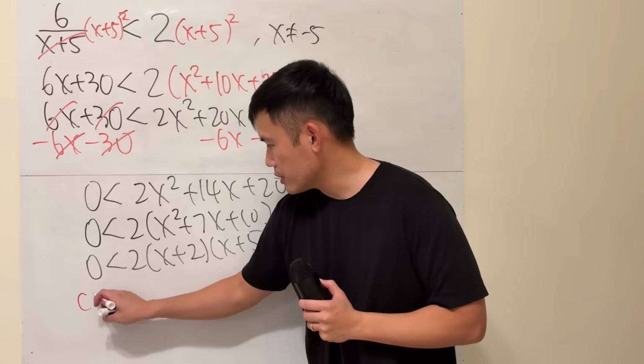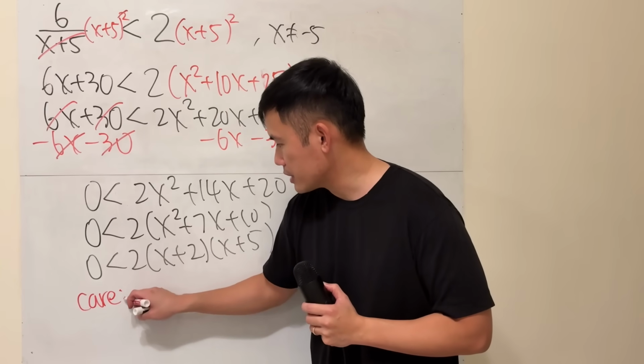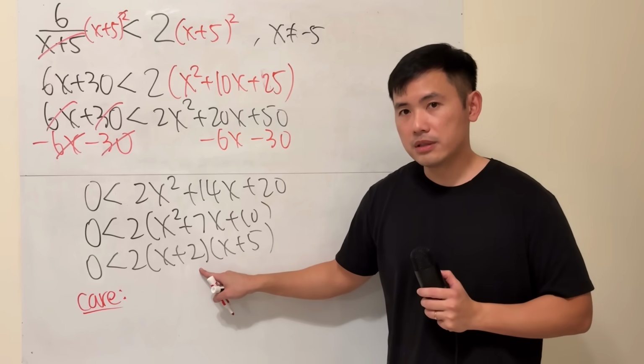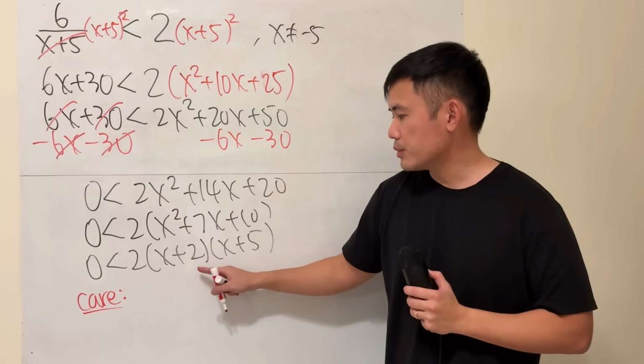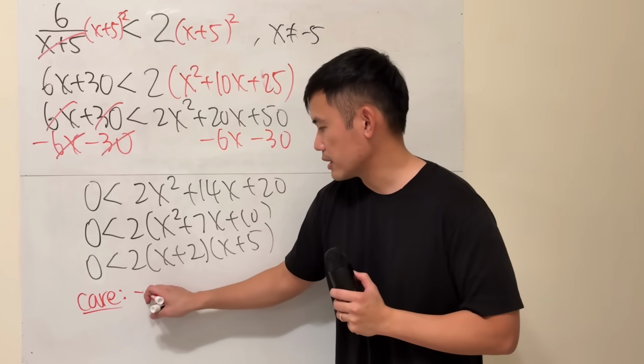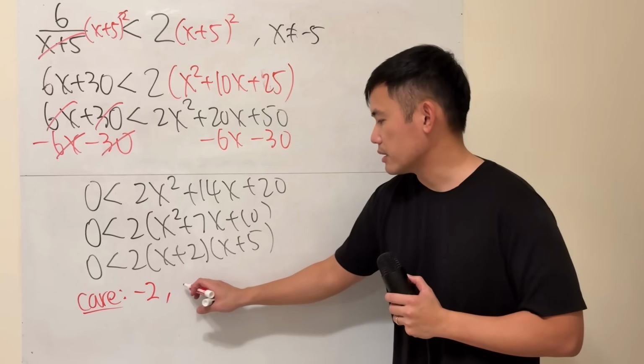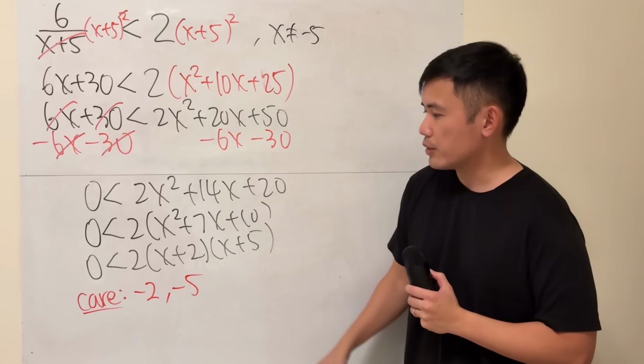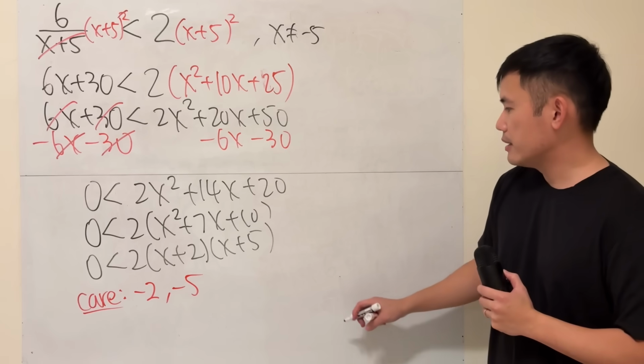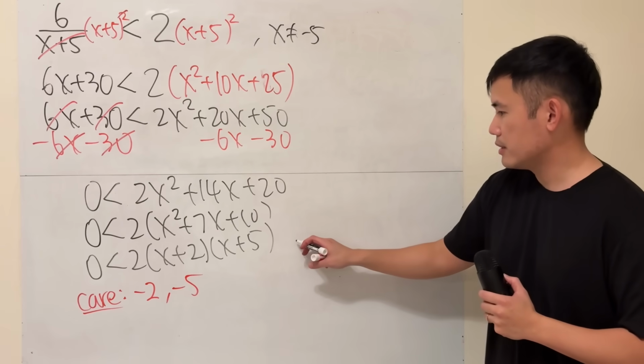So right here, we have to care about 2 numbers. How can we make this 0? X plus 2 is equal to 0, x is equal to negative 2. So that's the first number. Now, how can we make this equal to 0? Negative 5 for x. So these are the 2 numbers that we care about. And you do something like this.